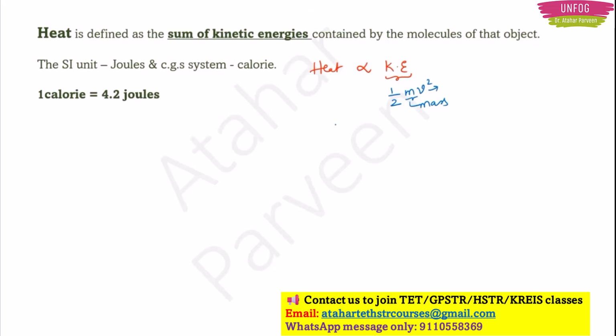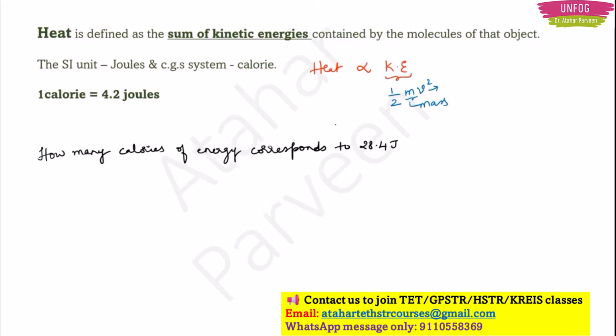Now we told that 1 calorie is equal to 4.2 joules, right? So this number is very important. You need to use this value if you have to convert the heat energy into calories or into joules. If one value is given with a certain unit, you can convert it into the other unit. For example, if you have this question, how many calories of energy corresponds to 28.4 joules? Here they are asking you energy in calories. They have given you energy in joules.